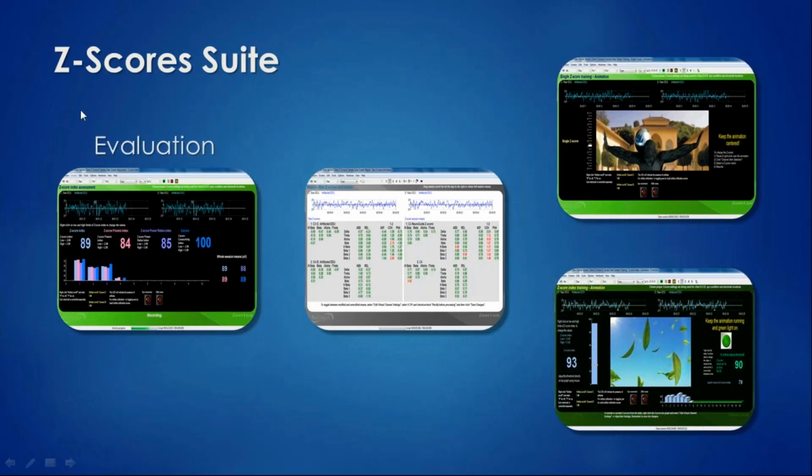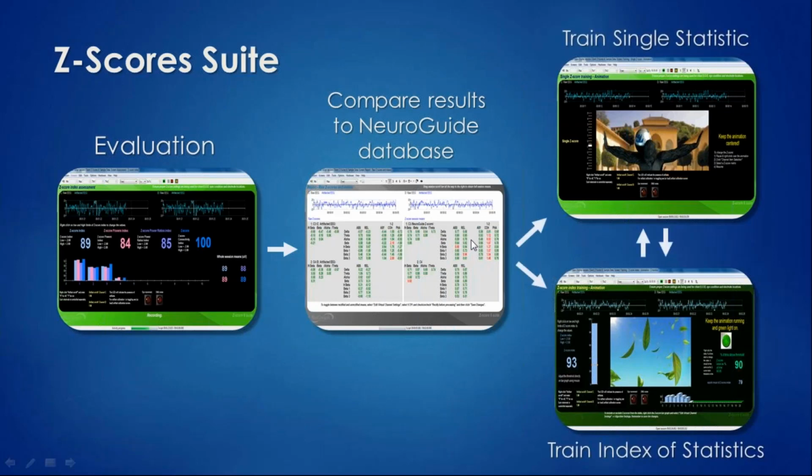The Z-score suite consists of an evaluation where you place the electrodes on the head and we do a simple 2 or longer minute recording. Then you get the results of that recording as a comparison to the NeuroGuide database. This happens in real time, so there's no sending this data off to the internet or uploading it somewhere and waiting. It's quite immediate. From there, based on the interpretation, you can train some of the brainwave patterns.